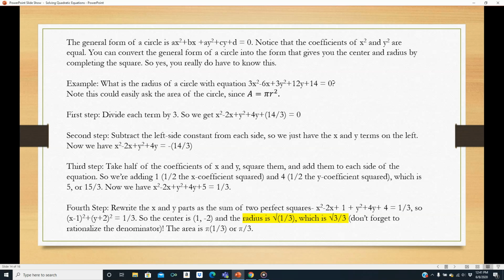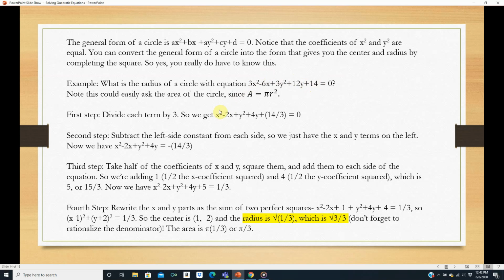Example: what is the radius of a circle with the equation 3x squared minus 6x plus 3y squared plus 12y plus 14 equals 0? Notice this could easily ask the area of the circle, since once you figured out r, it's really easy to figure out pi r squared, which is the area. So first step, you're going to divide each term by 3. Why 3? Well, because 3 is going to be the greatest common factor of all these numbers except for the 14 here. Why the 14? Because it's a constant. We don't care about that. We'll see in a second.